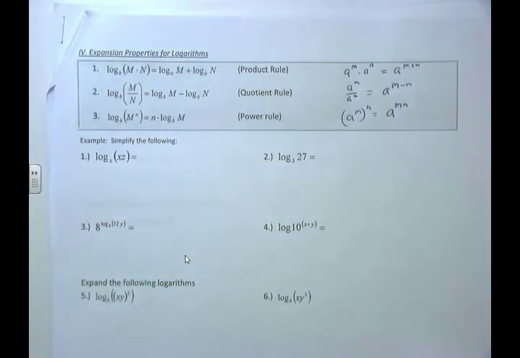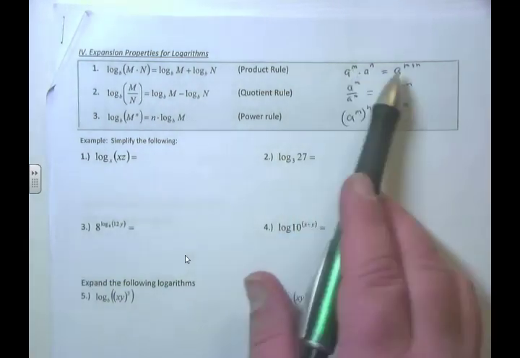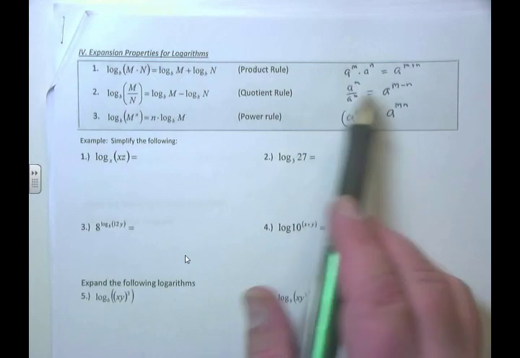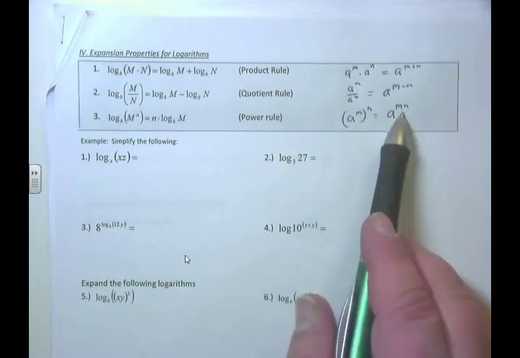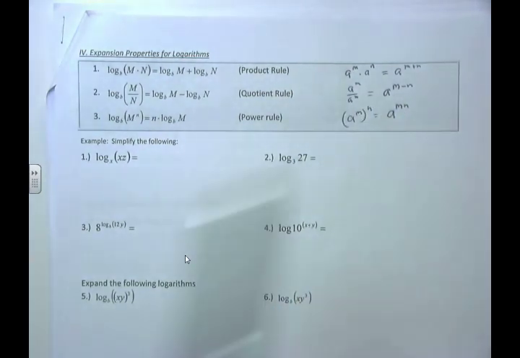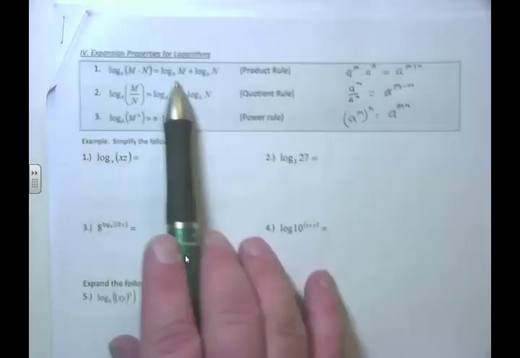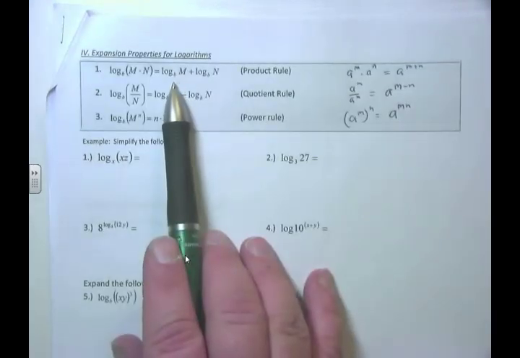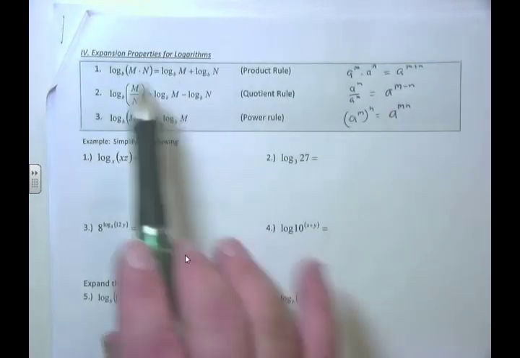Okay? These are properties that we've been discussing since about the 4th or 6th grade or whatever. Multiplication turns into addition of exponents. Division turns into subtraction of exponents. Power to a power, you multiply. Now look at that concept in terms of logarithms. Since logarithms solve for exponents, they act like exponents.